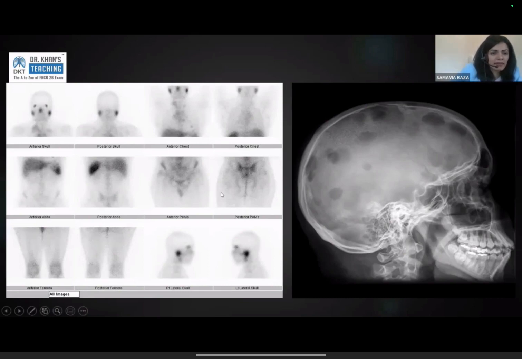And this is a gallium scan. I will open up the chat again and ask if anybody knows what this appearance in sarcoidosis is called. Okay, 30 seconds starting now.